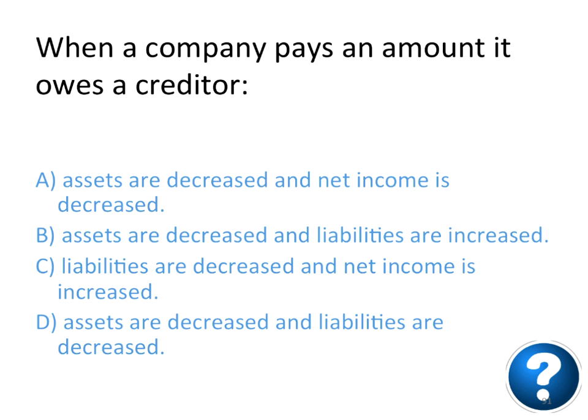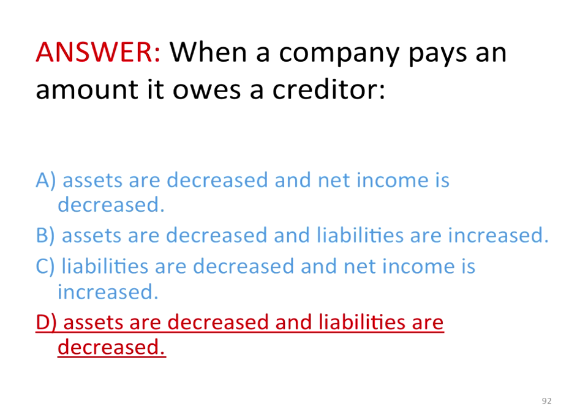So then the other side, what do we pay with? Cash. What kind of account is cash? Asset, and we are increasing or decreasing? Decreasing. So we're decreasing assets and we're decreasing liabilities, right? Yeah, D. D is the choice, right? Brian? Okay. Right? So it makes sense.